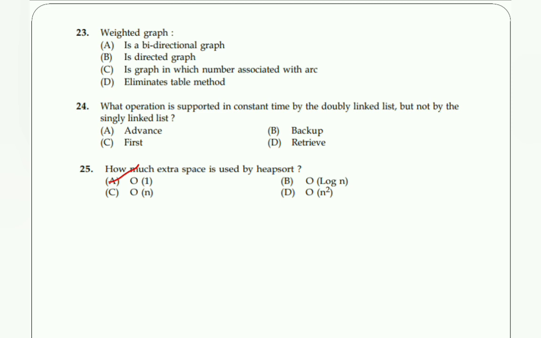This type of question will be asked in many competitive exams, like what is the average time complexity of merge sort, or what is the worst-case time complexity in binary search. Like this, they will ask some questions. So this concept, the time complexity and the space complexity of searching and sorting, is also very important.